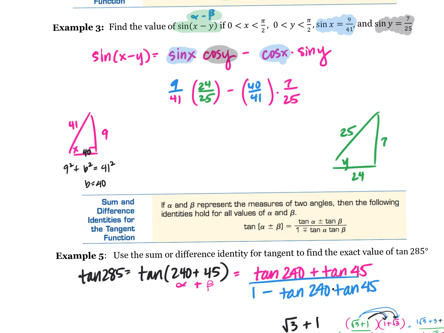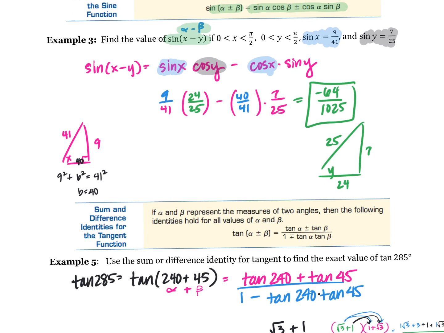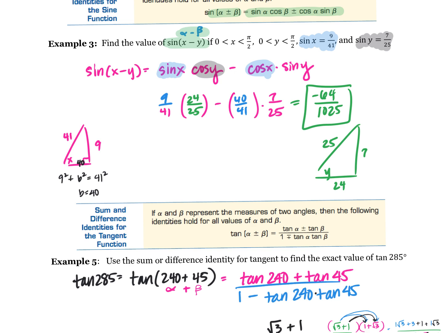Oops, I'm in the wrong mode. Which mode should we be in? Well, how do I know I should be in radians? Because there's pi. We got to be in radians. Not that it should matter, because we didn't do trig in it. What'd you guys get? 64/10. Yeah. Negative 64/1025. That's my answer.